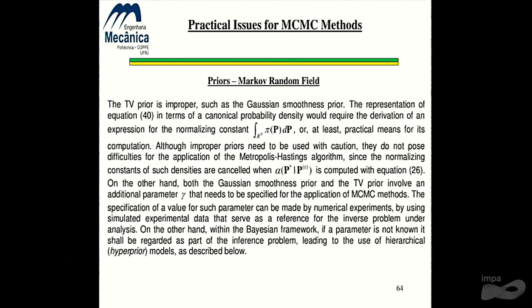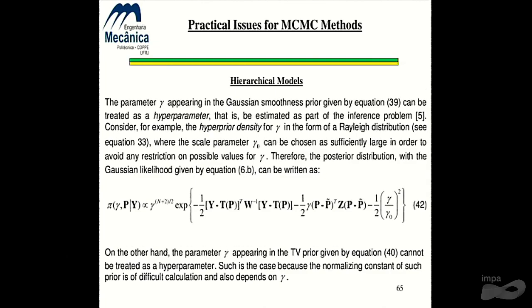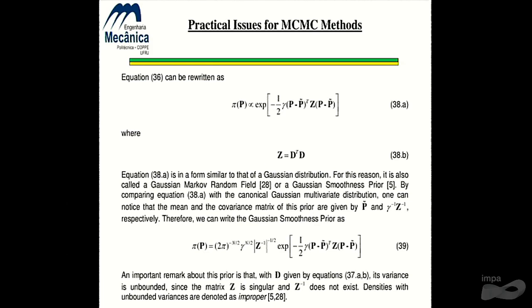A very nice thing about this approach within the Bayesian framework is that every parameter that appears in the formulation, even if it is in the prior, and that is not completely known, can be estimated as part of the solution. Of course, we need to provide some prior for it. So we need to provide some prior, for example, for this parameter gamma here.